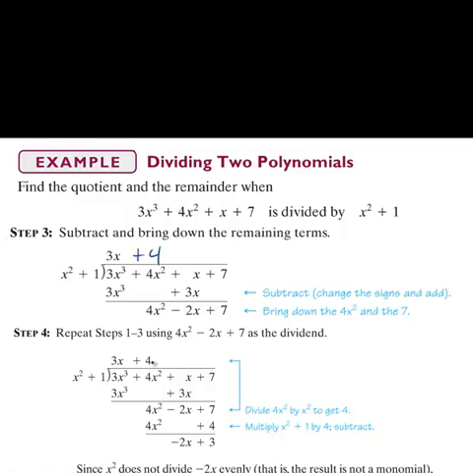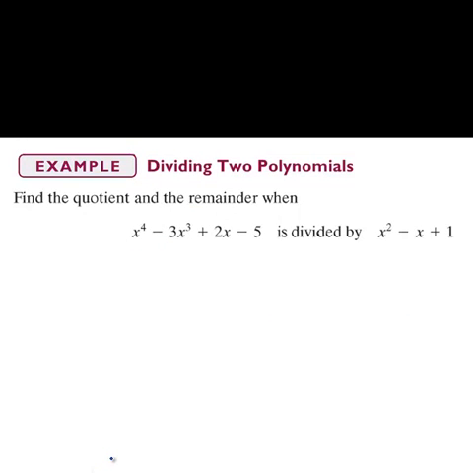And then you multiply. 4 times x squared is 4x squared. 4 times 1 is 4. Subtract, negative 2x. And then 7 minus 4 is 3. Negative 2x plus 3 is the remainder. Okay?